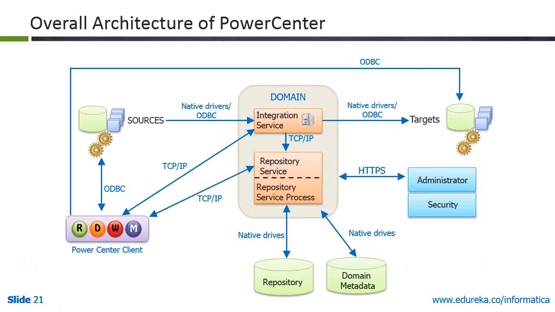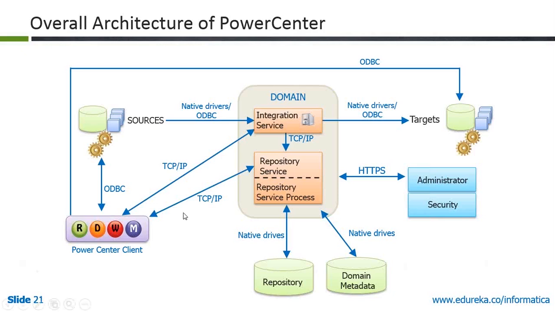So whenever a job is triggered, the repository service will communicate with the repository database to fetch all the relevant information and put it in memory. Then it will connect to the sources first, fetch the data, perform the transformation, and then push the data to the target. That is the part of the integration service.